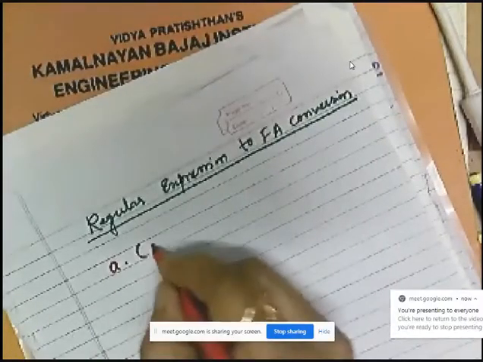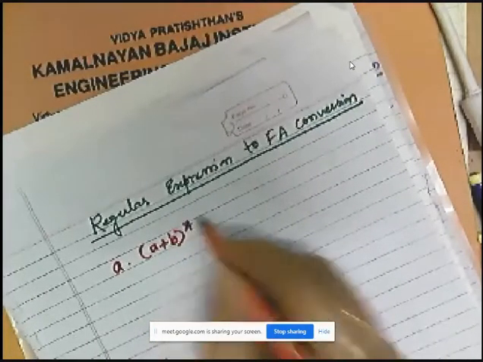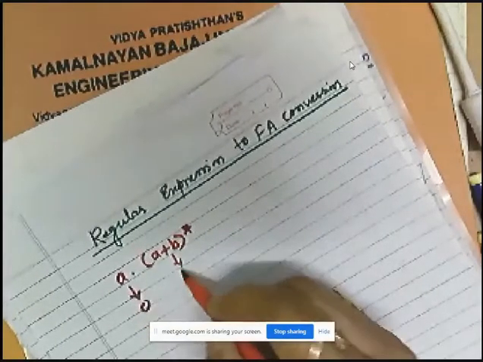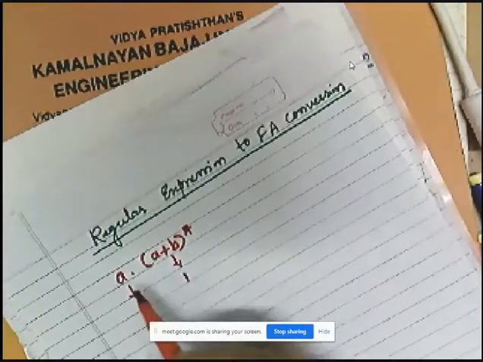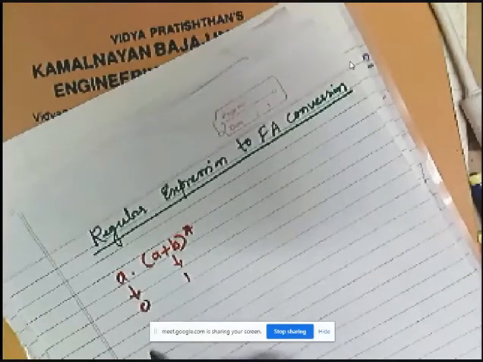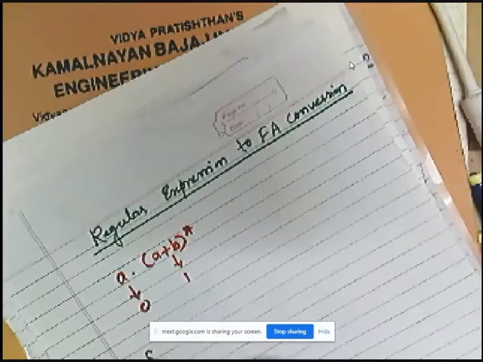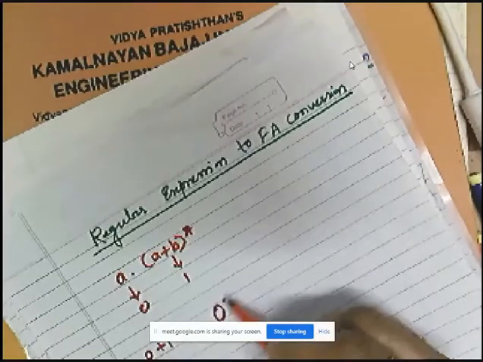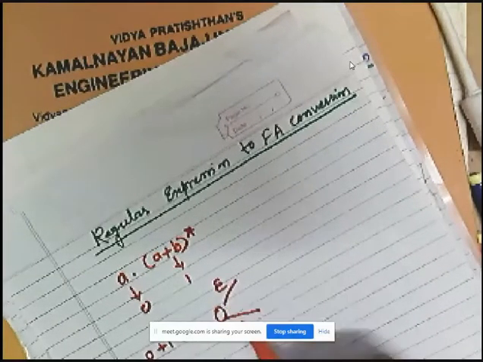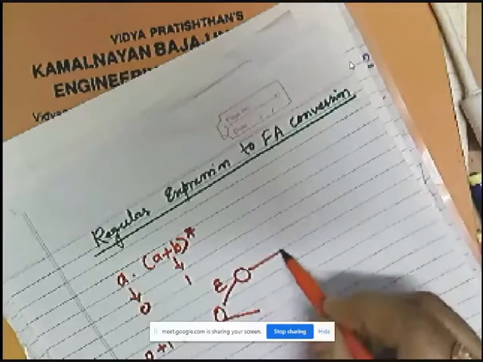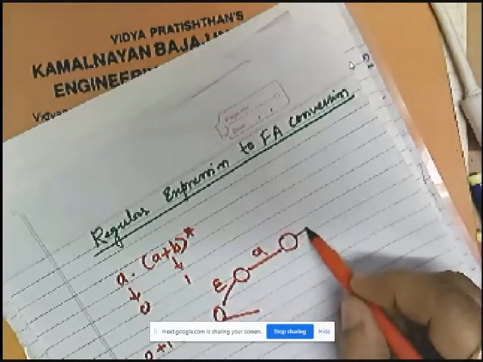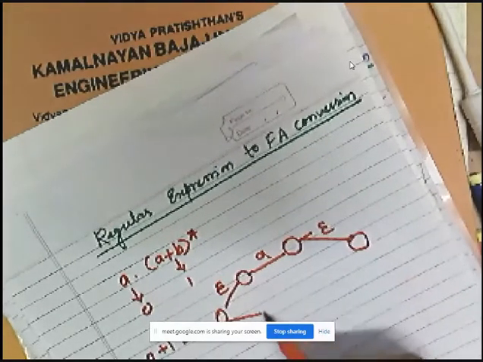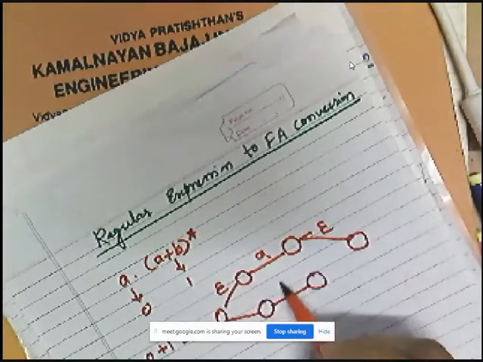A dot (A plus B) whole star, right? Now we will consider this as 0 and this as 1. Okay, so now we know for the alternation, that is 0 plus 1, how it is represented. It is represented as empty. Then you have here the alternation path. I hope you have already drawn it.